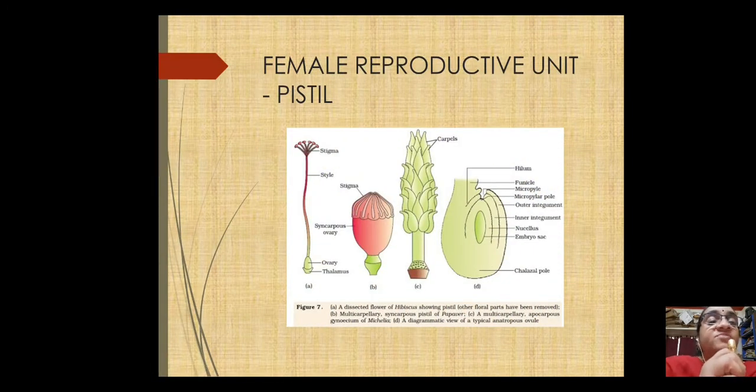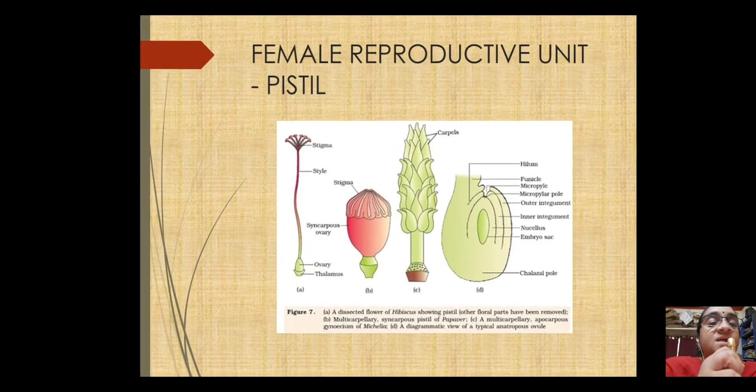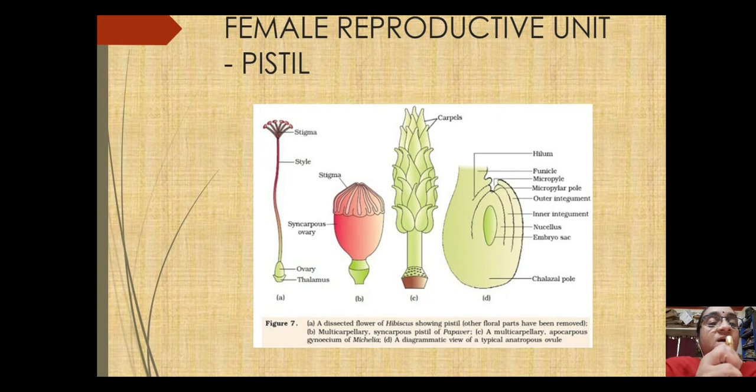So let us look into the female reproductive unit, that is the pistil. The first diagram you see is the ovary, style and stigma of the hibiscus. Next, B is a multicarpellary syncarpous pistil of Papaver. Papaver is a plant. Next is a multicarpellary apocarpous gynoecium of Michelia. Then a typical anatropous ovule. Four pictures are there. Different types of pistils I am trying to show you. That's why I have included the apocarpous gynoecium also.